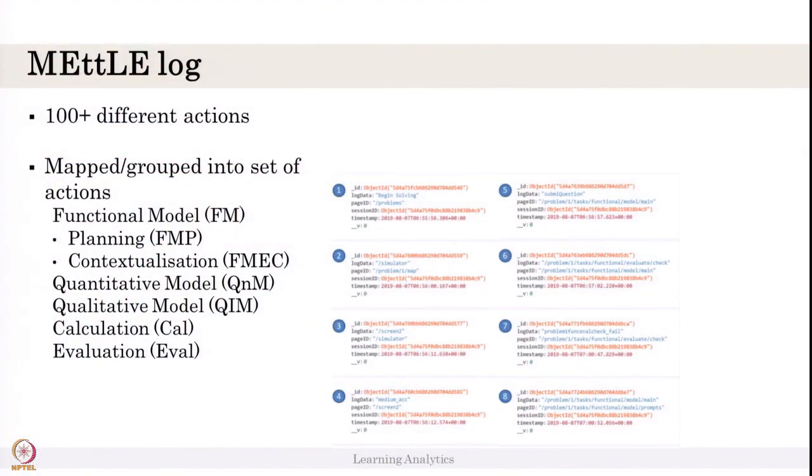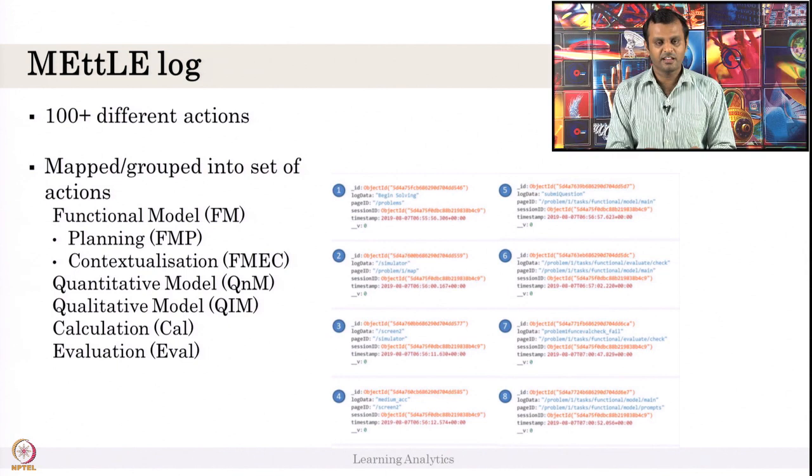Hope you remember the Meta environment we showed in week 2, where we said what data can be collected and how the log file might look. We discussed that in a previous lecture. Based on the values of the different actions stored in MongoDB, which you convert into CSV, we tried to find out how many different kinds of actions a student can do in the Meta learning environment. We found that around 100 plus different actions can be done in the Meta environment.